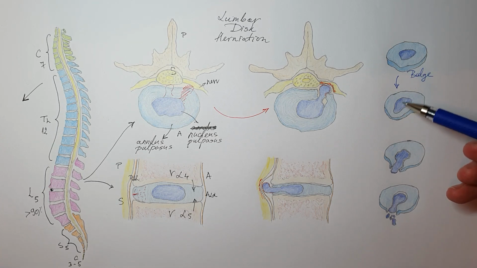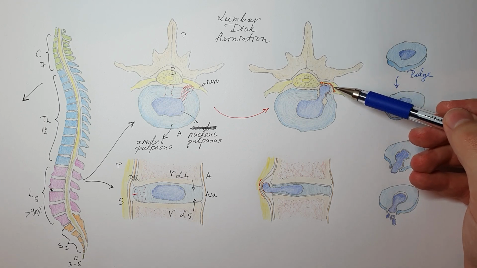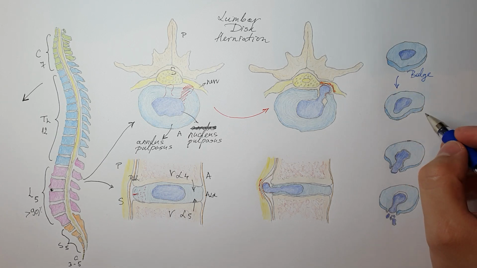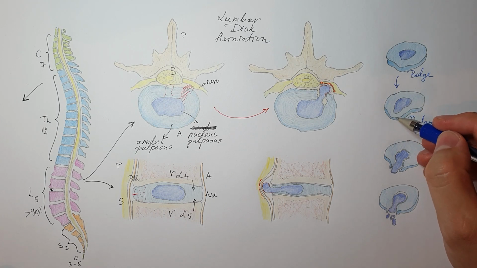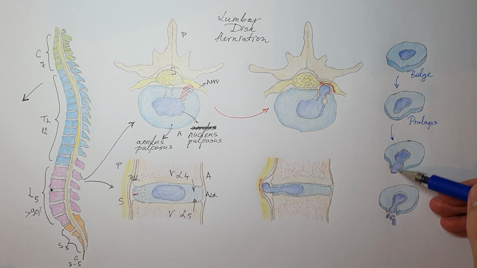From this, we would go to prolapse. So when the annulus is still intact, but there is a part of the nucleus and a part of the annulus that is pushing on the nerve root, but the outer layer is still intact. This is called disc prolapse. And from the prolapse, once the stress is too great on the annulus, it breaks and the nucleus comes out. This is called herniation.